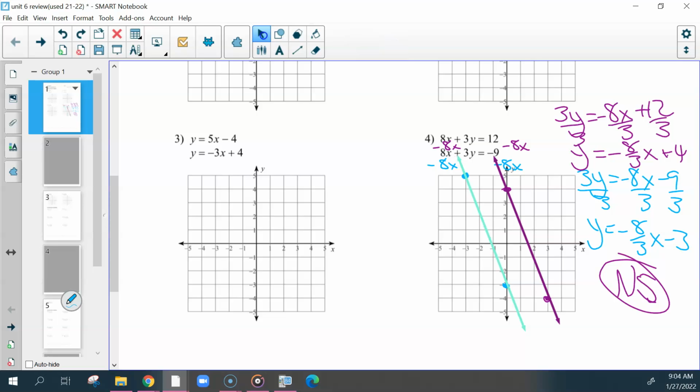They are parallel. So you should have both lines graphed and your solution, which in this case is no solution. So you can write out the words no solution, you can write NS, you can write the 0 with the line through it, any of those.